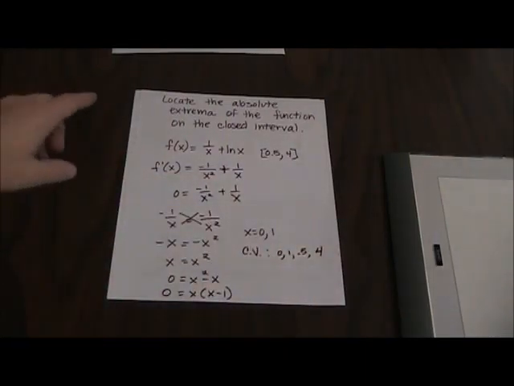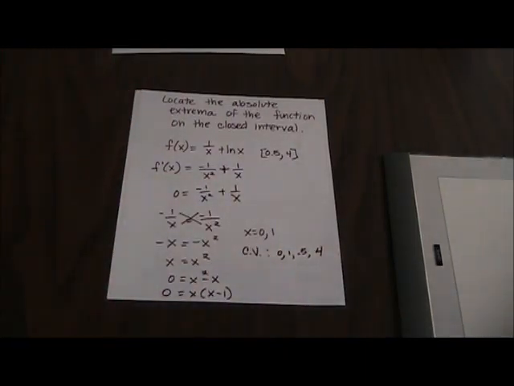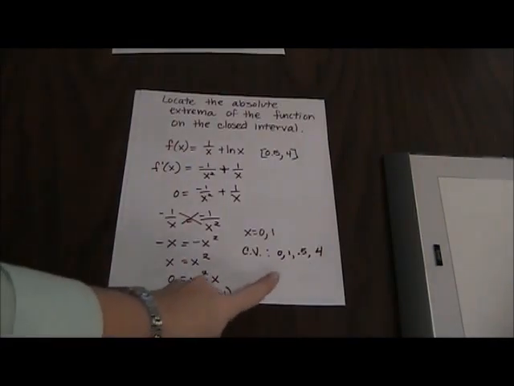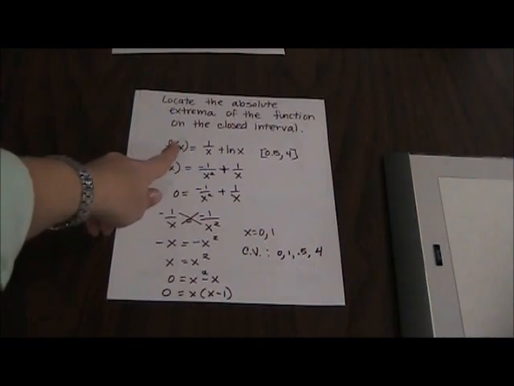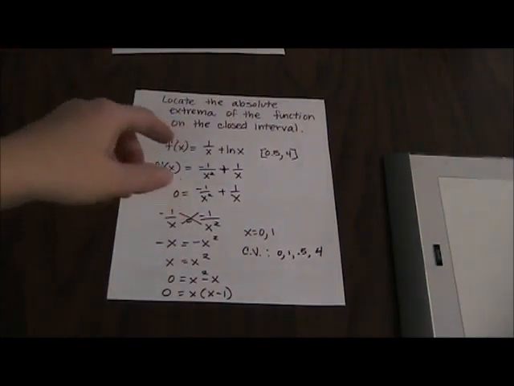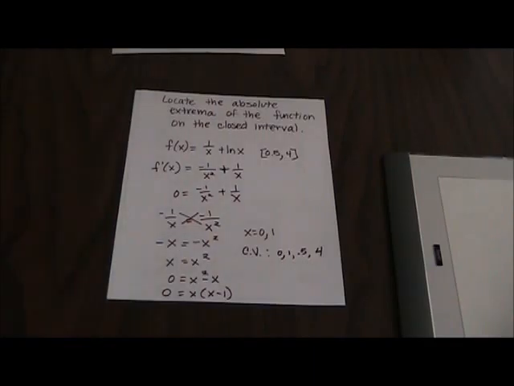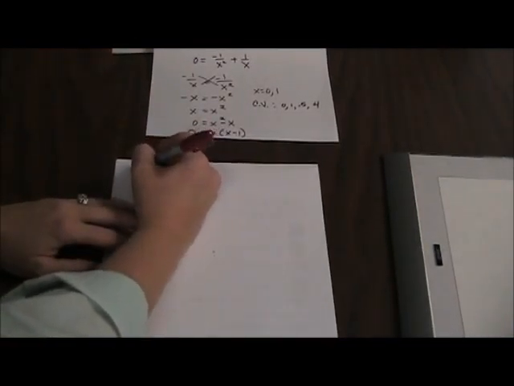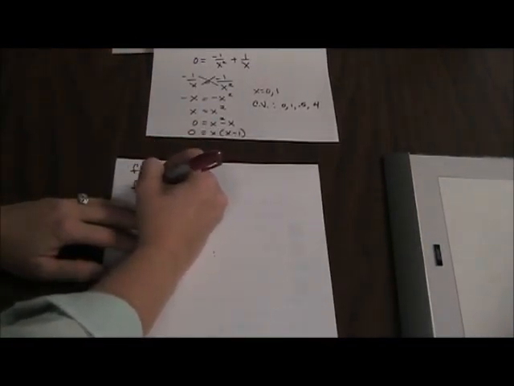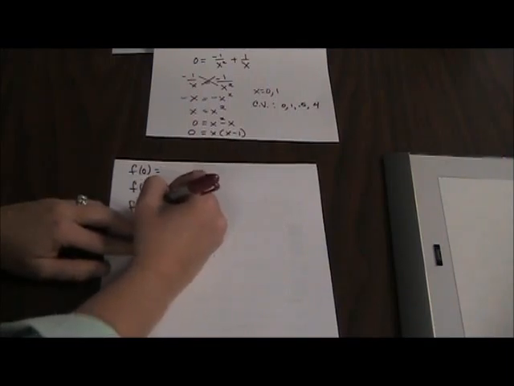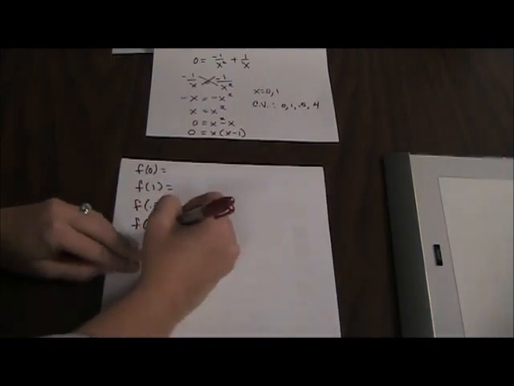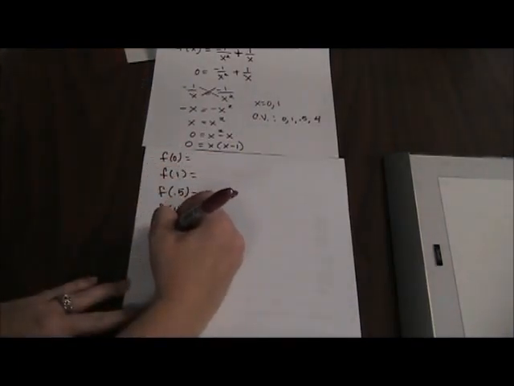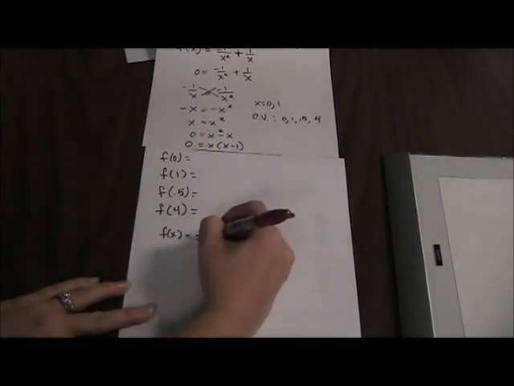So this time we're finding absolute extrema. That means that in order to find absolute extrema, I've got to use my critical values, test them in the original function, and see what would be my highest y value and my lowest y value. So I've got to evaluate f of 0, f of 1, f of 0.5, and f of 4, because it's absolute. So my function is f of x equals 1 over x plus natural log of x.